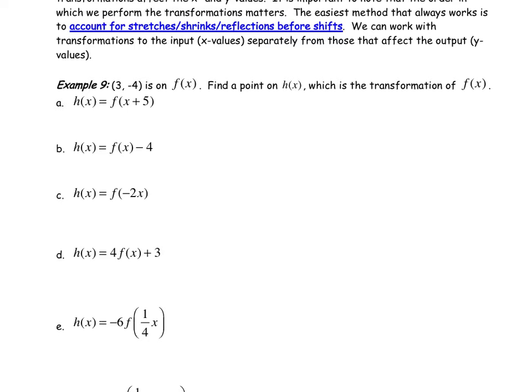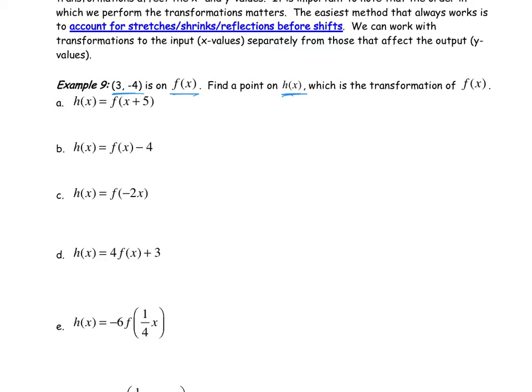This is the solution to example 9 from notes 2.5. Here we are given a point on a function, let's say the parent function f of x. We don't know the equation for that. And we want to find the transformed point on a new function h of x, which is given by some rule. When we look at the rule, we can see what transformations have occurred to go from f of x to h of x, and then we can transform the point.